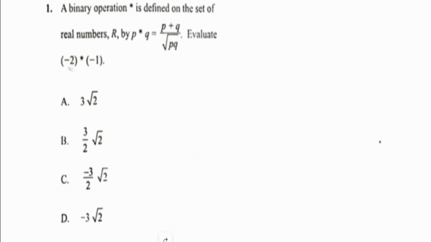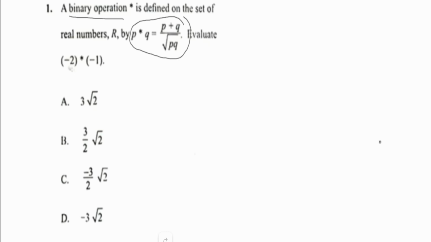So let me take it right from here that a binary operation involves the use of operations other than the four basic operations, which are addition, subtraction, multiplication, and division. So because these operations are outside these four, anytime they are given in a question, there should be a definition of how to use it. So P star Q equal to P plus Q all over the square root of PQ here is the definition for this question.